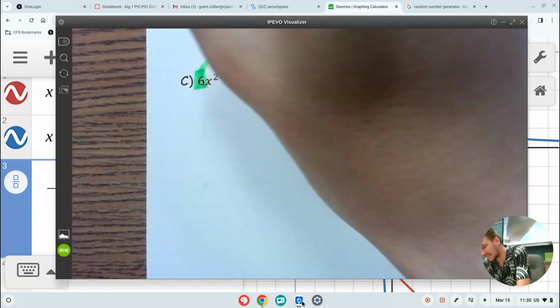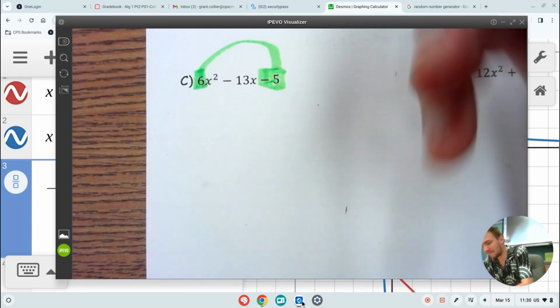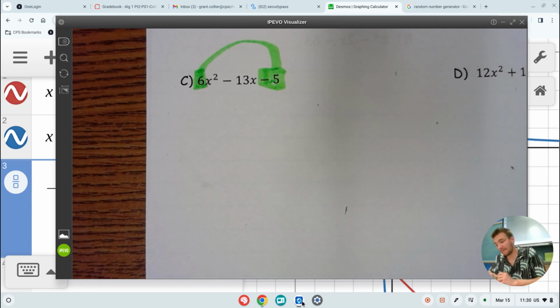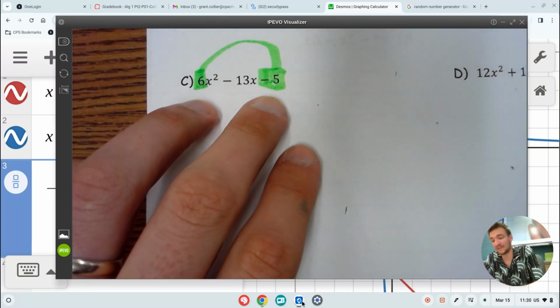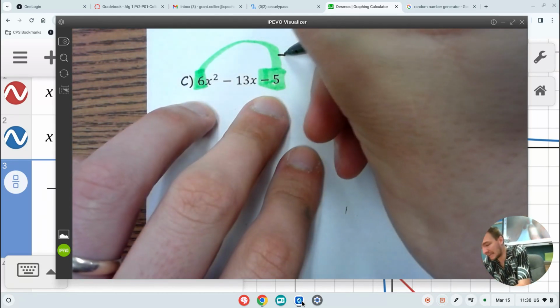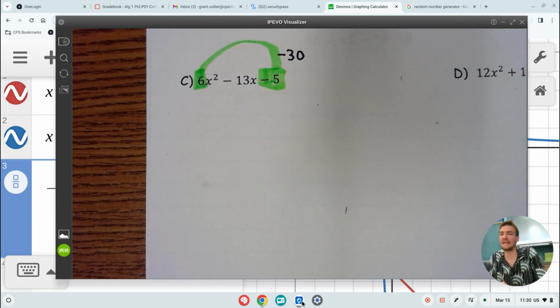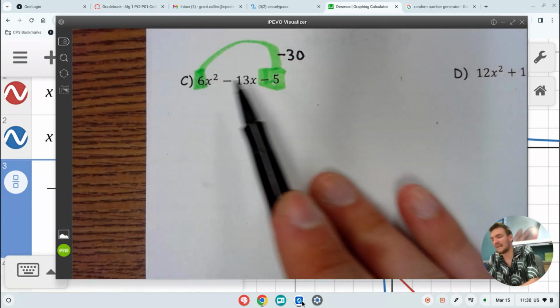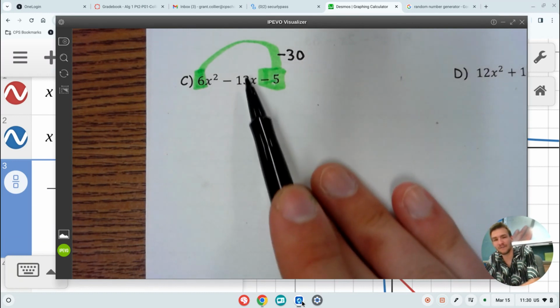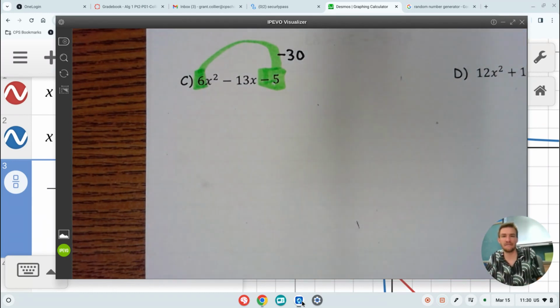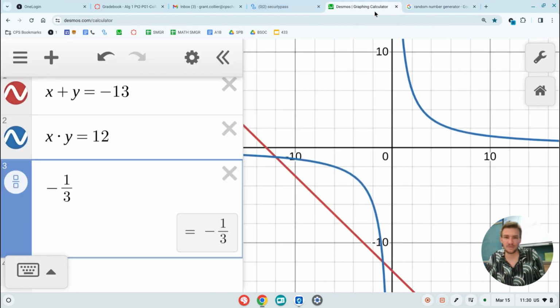Take the 6 and slide it to the back. And be careful. When you multiply the first number times the last number, what do you get? 30. And it's not 30. Negative 30. I cannot stress enough how important that negative sign is. 6 times negative 5. Look how I'm highlighting on the negative. So now we go to Desmos.